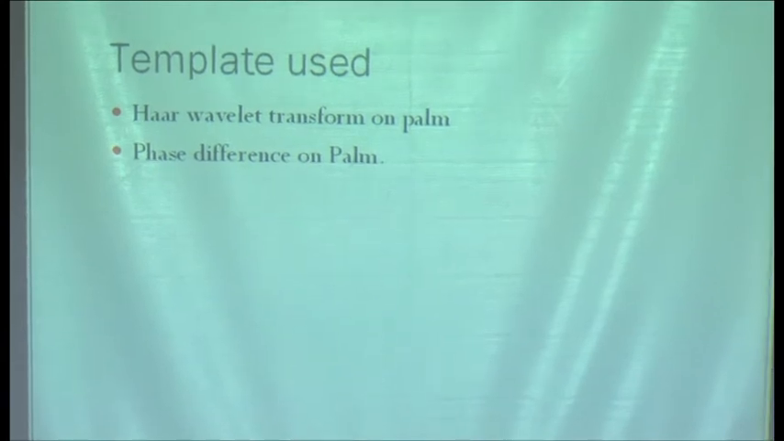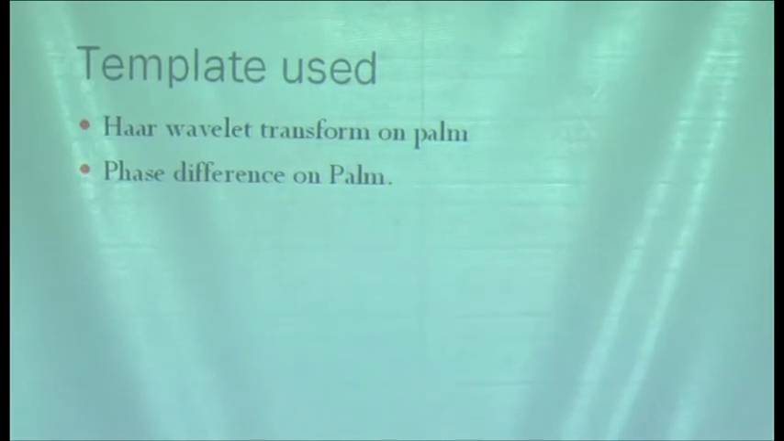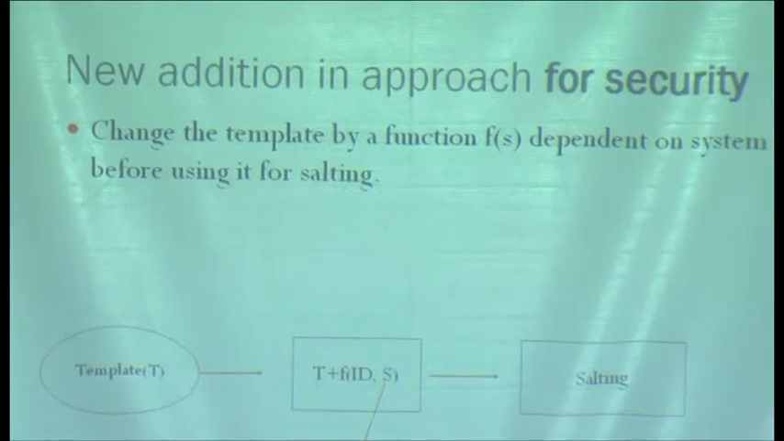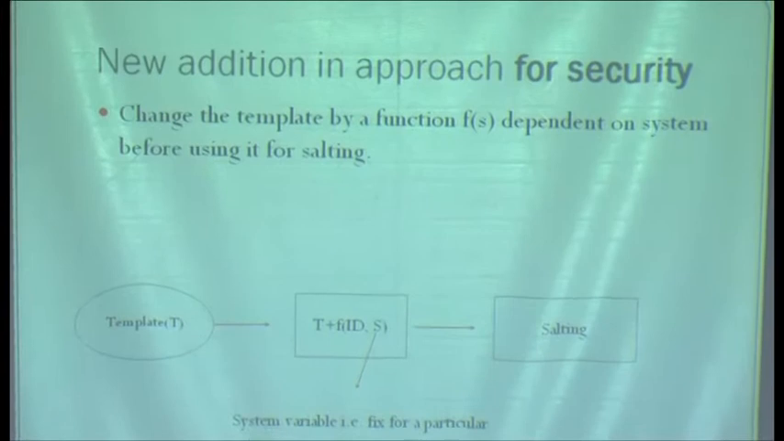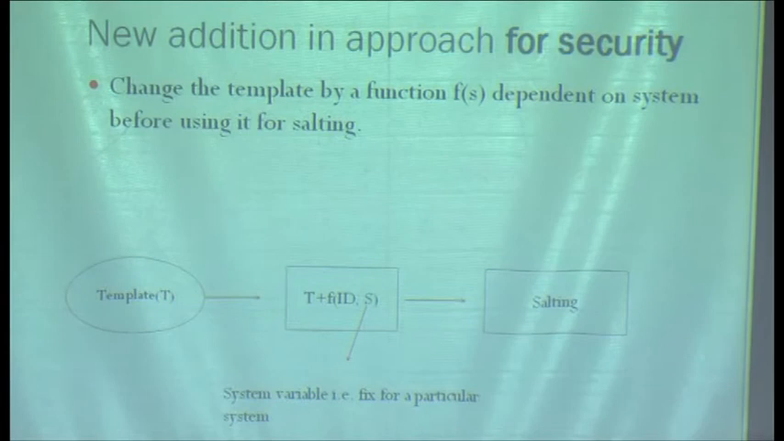And for the template, I tried it on two template forms. One was a 2D Harvard transform, and the second one is phase difference. Apart from the classic approach, there are a few things I have added. One is a function in the template which is dependent on the system variable. Basically, it's a fix for one system. And after that, I did the sorting.